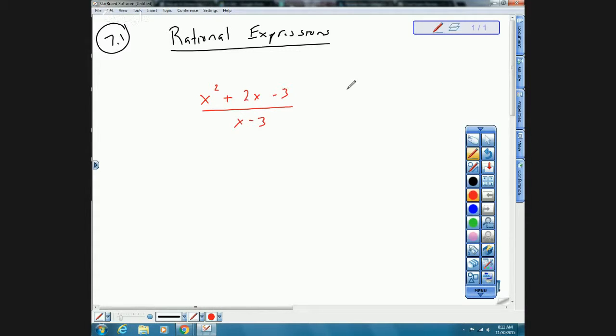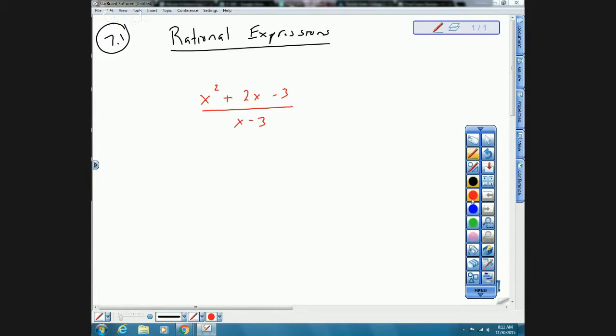Example one would look like this right here, where you have an algebraic expression on top and an algebraic expression on the bottom. What we're going to go through is how to simplify these, and add and subtract and multiply and divide these. And again, you can see this is set up like a factoring problem. That's why we will still use our factoring steps here.